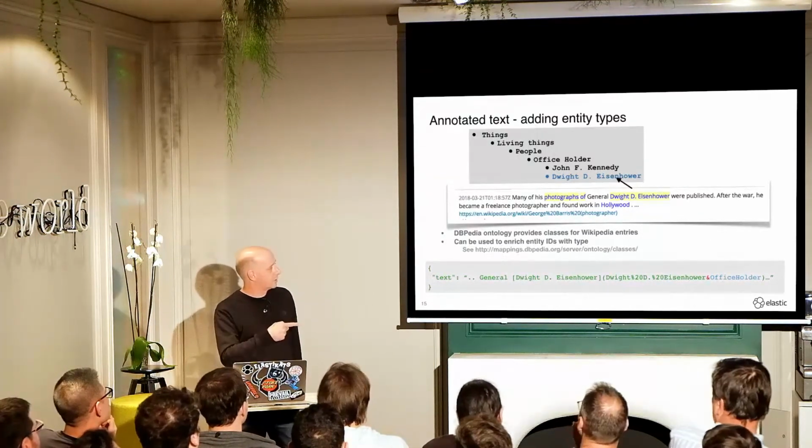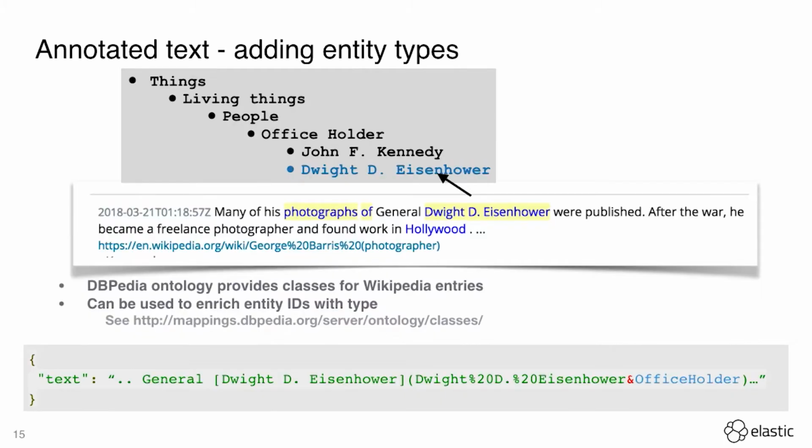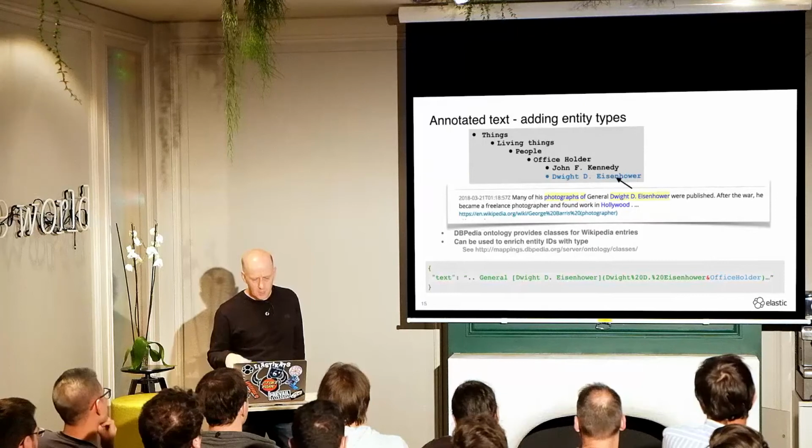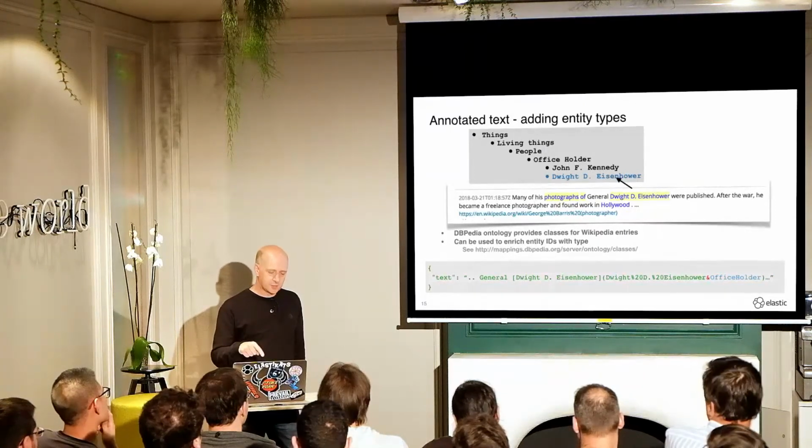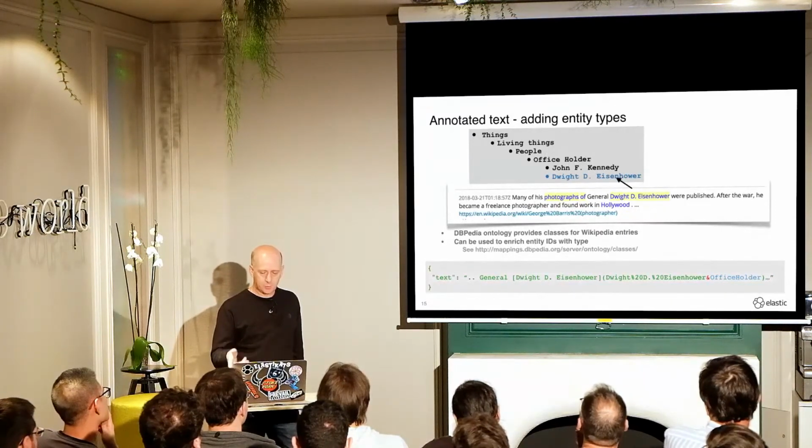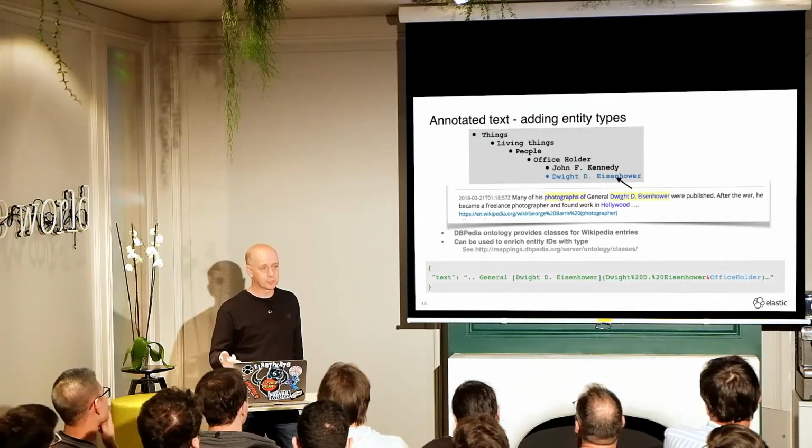Notice here that the spaces in the annotations are URL encoded. So it's %20, which is HTTP encoding for the space character. It's just a way of escaping the text that you put into the index. So we know this piece of text is saying General Eisenhower, and we know that it's also talking about somebody who is an office holder.